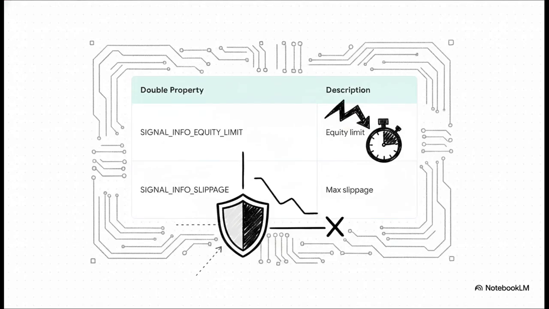Let's look at the specific double properties you can configure locally. These enum SignalInfoDouble identifiers manage your execution risk. SignalInfoSlippage allows you to define exactly how much price deviation you're actually willing to accept when your terminal syncs up with the provider's market orders. But even more critical than that is SignalInfoEquityLimit. You can essentially program your EA to set a hard equity floor. If your account equity ever drops to this limit, the copying just stops immediately. It is an incredibly powerful automated safety net.